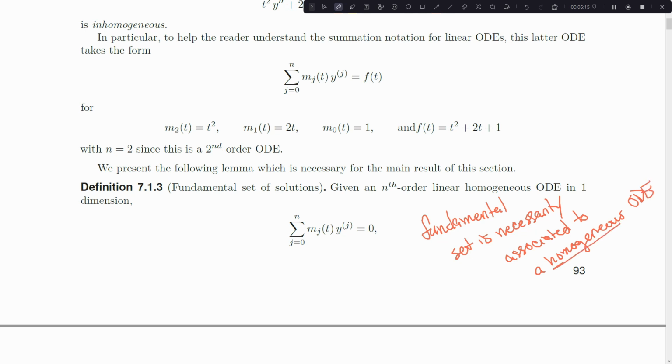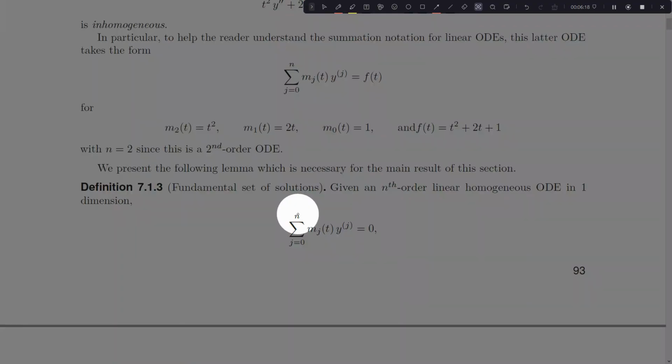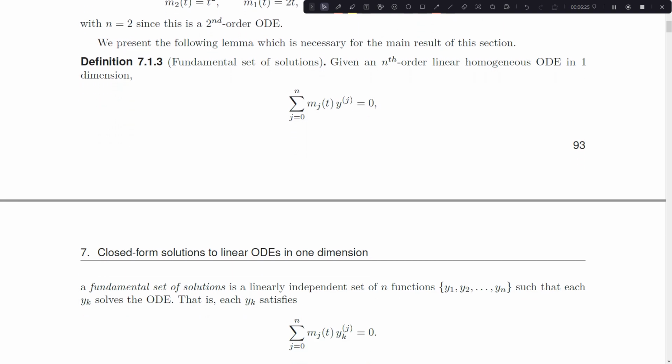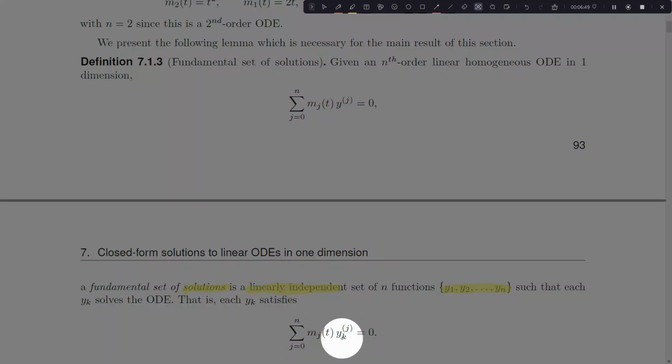But given a homogeneous ODE, and especially in this case we're just going to make it nth order, as long as I can find n linearly independent solutions, that's the important thing here. I'm looking for a set of n linearly independent solutions. Because when I call it a fundamental set, it's a set of solutions, and they all must be linearly independent. And so each of these solutions, I'm calling here y sub k, for k varying between 1 and n, each of them solves my homogeneous differential equation, and they must be linearly independent.